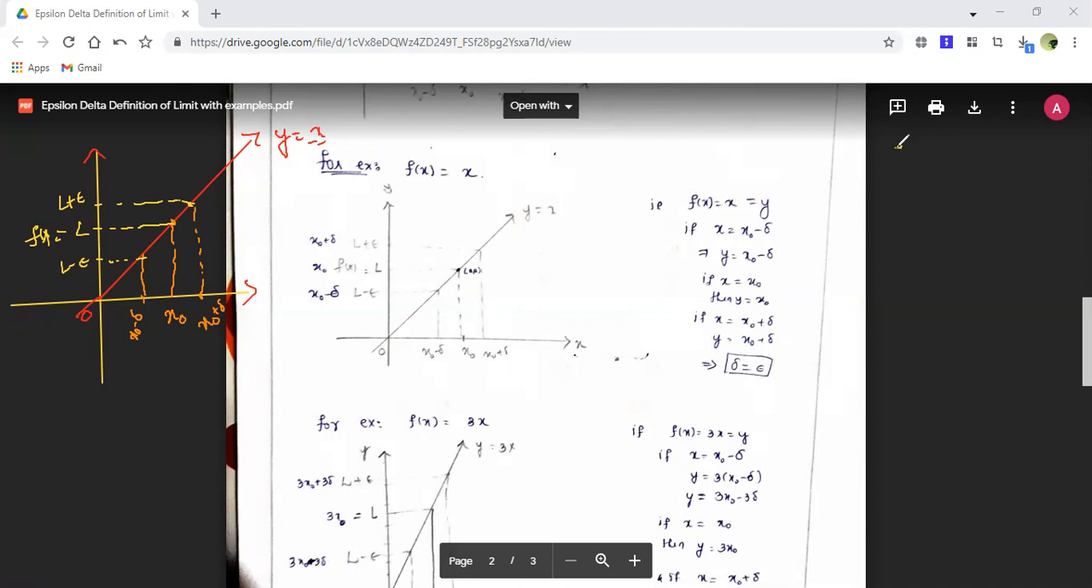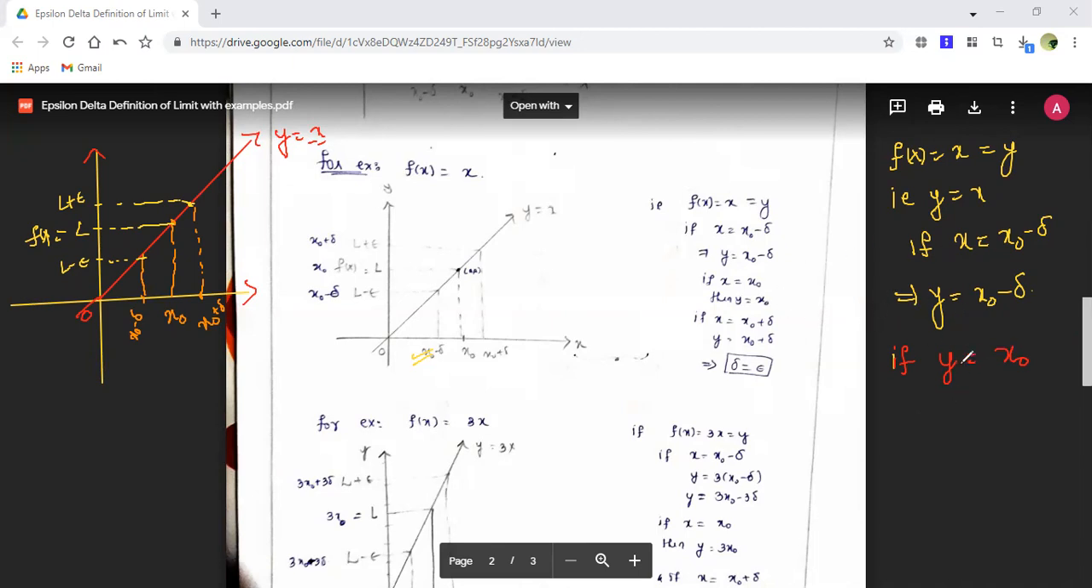Now, what I'm trying to say here, we want to know what is the relationship between this delta and epsilon. So let's see, what is your function given as? Your function is f of x is equal to x, or it is equal to y. That is, your y is equal to x in fact. Okay, this is your graph. Now, if I take the point, say if my point x is equal to x naught minus delta, I'll come from this point. Okay, so if it is x naught minus delta, then y is equal to x. This implies your y also will be equal to x naught minus delta.